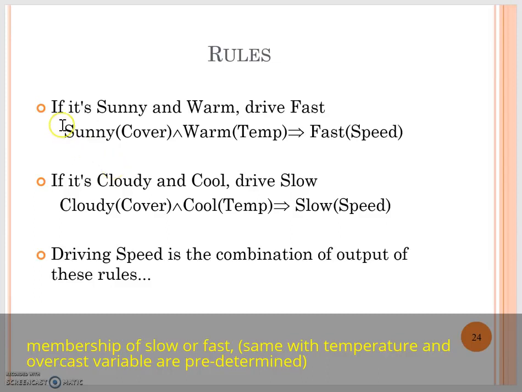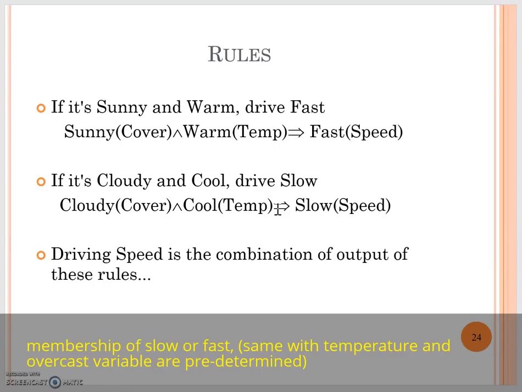So you have this rule: if it's sunny and warm, drive fast. These are the variables that we use. If you remember the predicate logic, cover is sunny and temperature is warm, then we drive fast, the speed is fast. If it's cloudy and cool, that means the cloud cover and also the temperature is cool, so the speed will be slow. So the driving speed based on these rules is the combination of output from these rules.